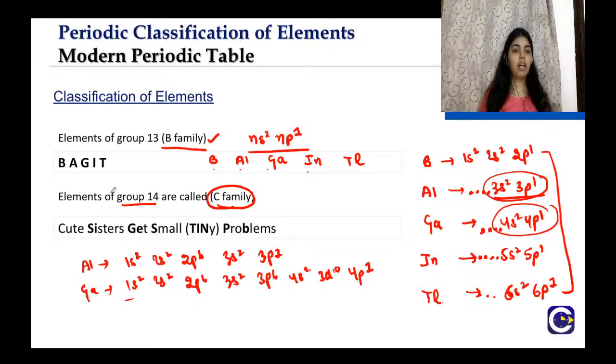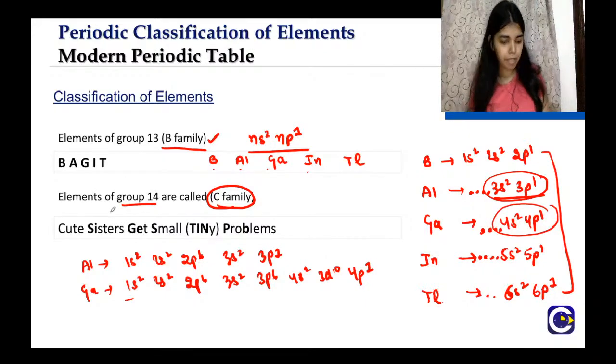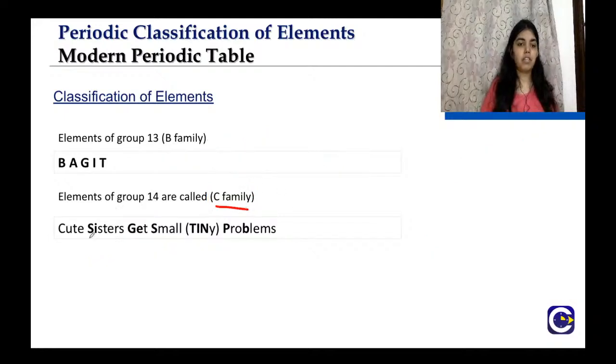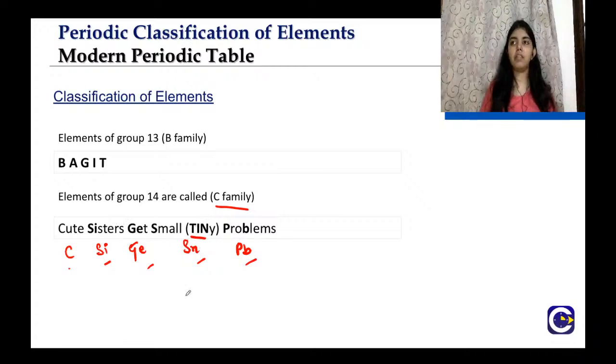Now write down group 14. Write it down first, I'll rub it. Group 14, that is the carbon family. So this will be carbon, silicon, germanium, tin, lead. Mnemonic is cute sisters get small problems, or you can remember it as cute sister get tiny problems. From tiny you can remember tin.